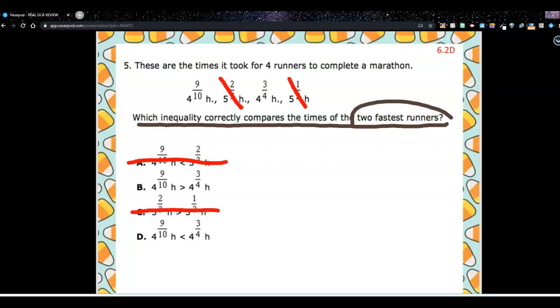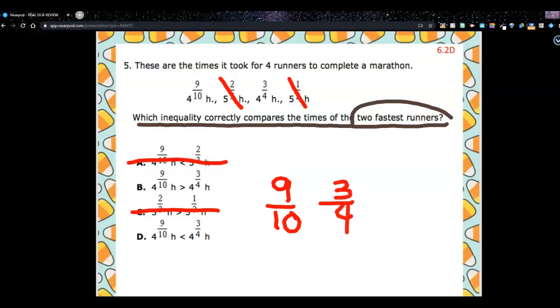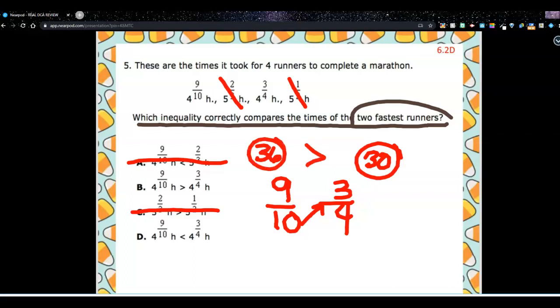They both start with 4, so I'm going to ignore the 4s right now. And I'm going to compare 9/10 and 3/4. Okay, going from bottom to top diagonally, 10 times 3 gives me 30. 4 times 9 is 36. So 36 is greater than 30. So 9/10 is greater than 3/4.